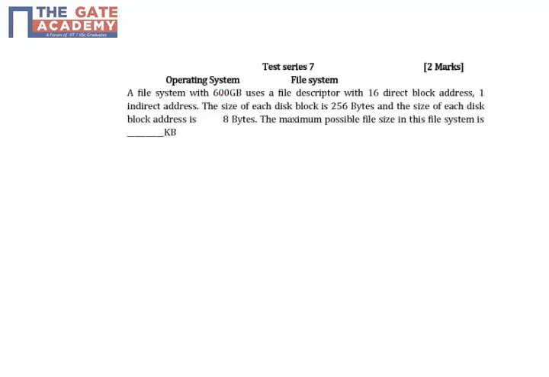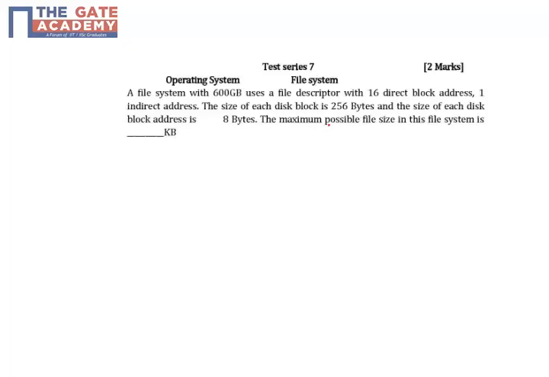There is a file system with 600 GB, which uses a file descriptor with 16 direct block addresses and 1 indirect address. The size of each disk block is given as 256 bytes. That means one disk block can store 256 bytes, and the size of each disk block address is 8 bytes. Now they have asked what the maximum possible file size in the file system is.